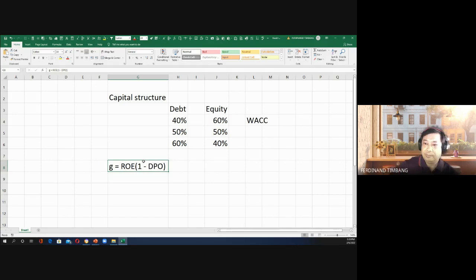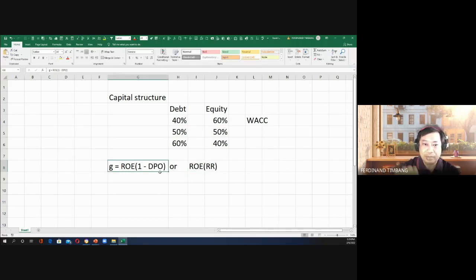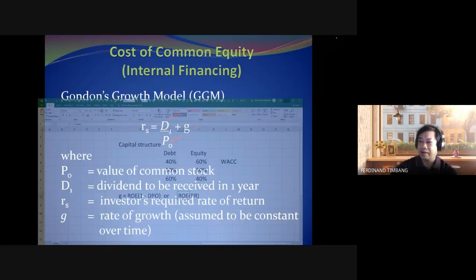So this one can also be used, no? Meron din siyang other formula for that. Yung ROE times the RR, so the retention ratio. Kasi basically, itong 1 minus DPO, that is the retention ratio pagka kinuha mo yung difference. So this formula can be written also as ROE times RR. Okay, maliwanag ba yung class? Maliwanag ba?